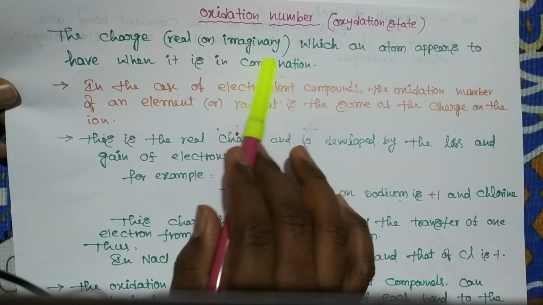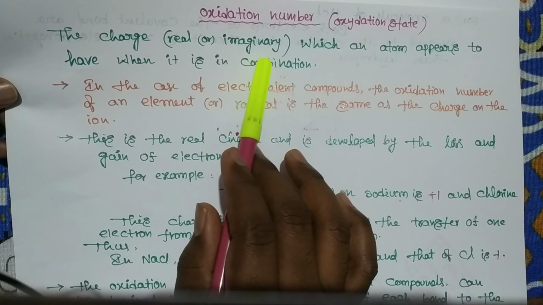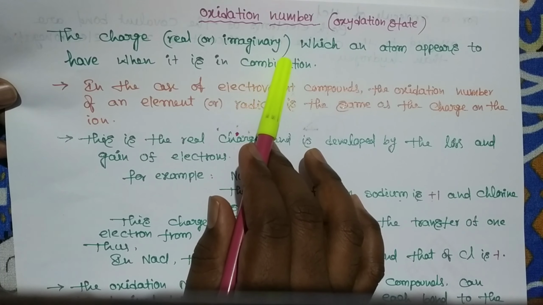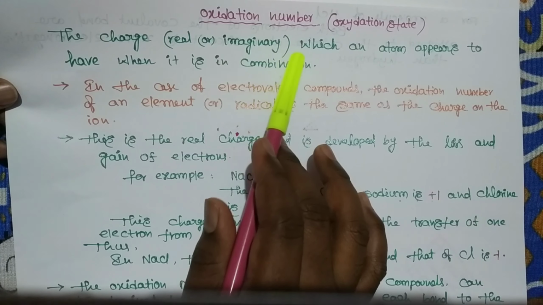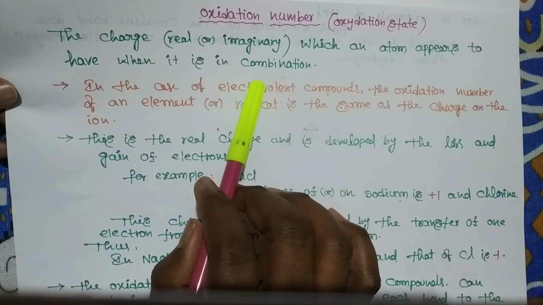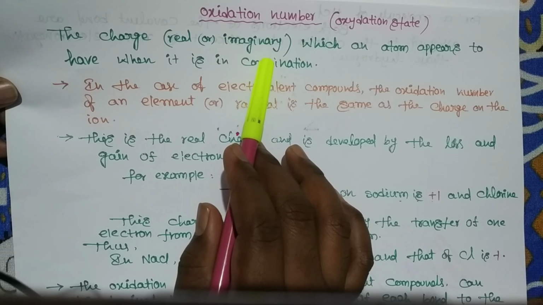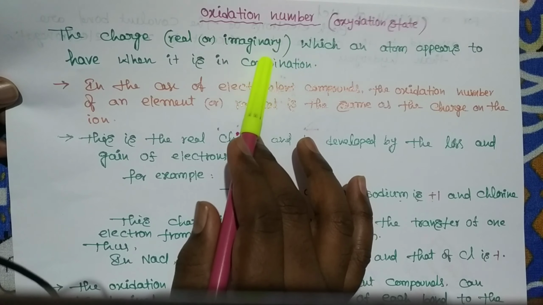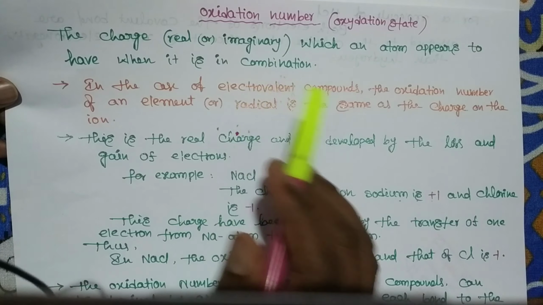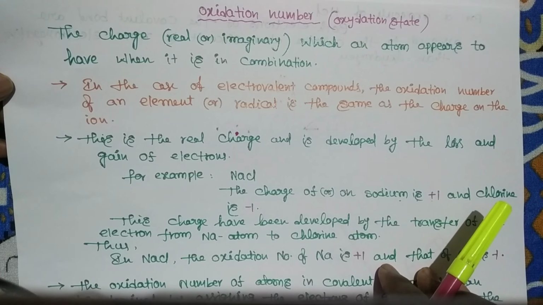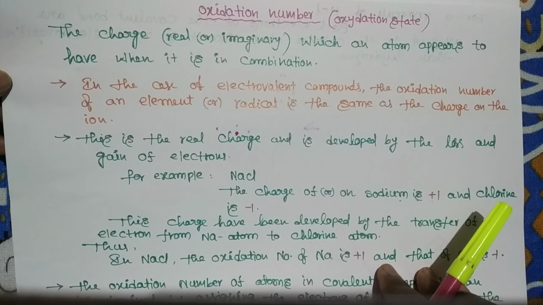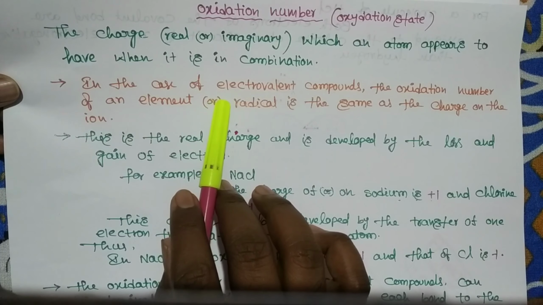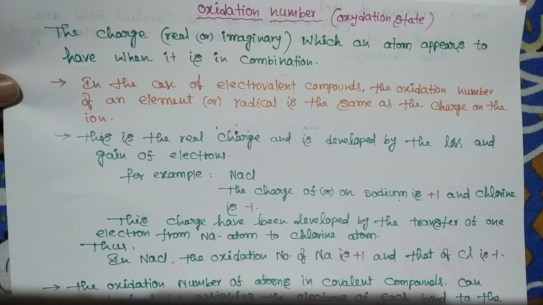So oxidation number is the charge of an atom when it is present in the combined state, in combination with other atoms. So when an atom is in combination, the charge of that atom is called oxidation number or oxidation state. In this video we will determine the oxidation numbers for ionic compounds and covalent compounds. First, let us see how to determine the oxidation numbers for ionic compounds.